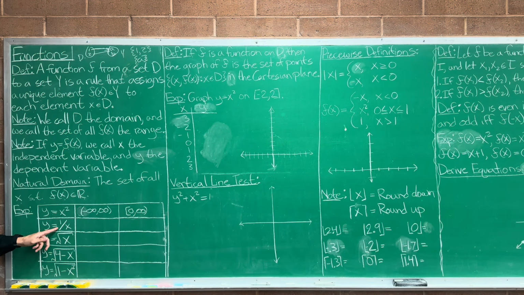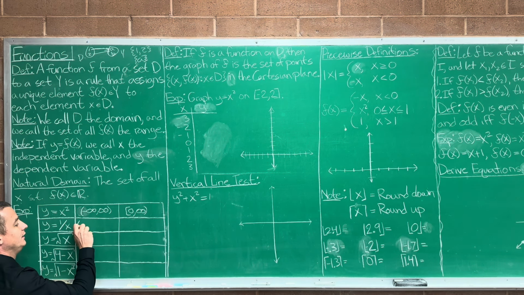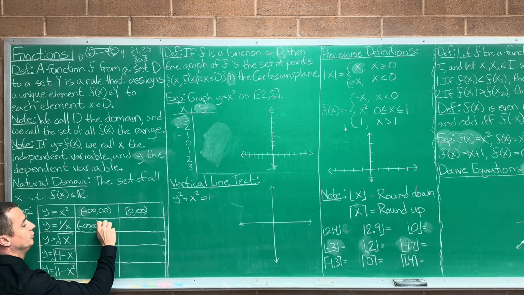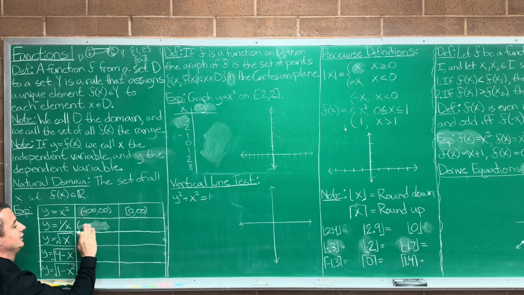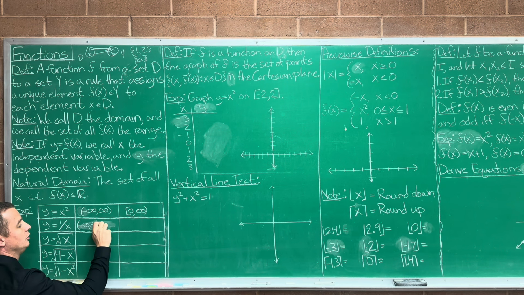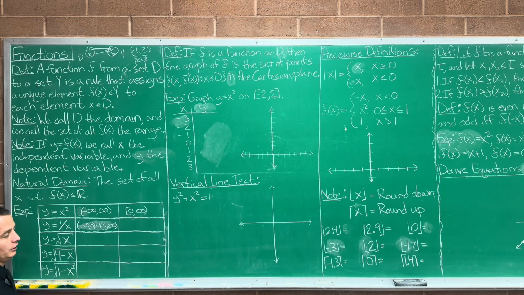So what can I plug into this function and not break it? Everything except 0. What are all the values of x's I can have? So that is negative infinity to infinity, union with. That's everything from negative infinity to 0, not including 0, union with 0 up to infinity. You good with that notation? Union means take everything that shows up in either set.